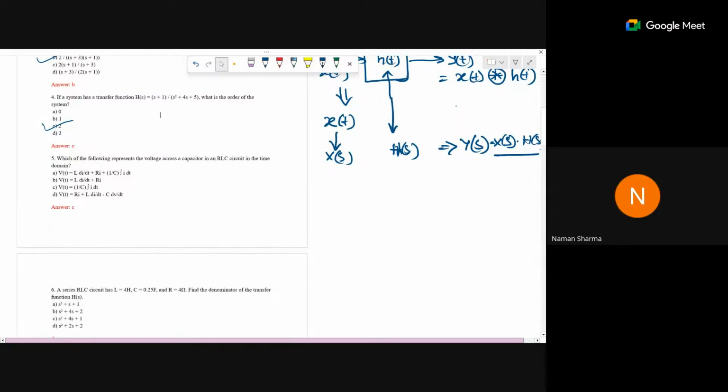Sir, I have one small doubt. In this fourth question, we are dividing a linear function by a quadratic function. So linear by quadratic will end up as 1 by linear, so the order would be 1. No, that is not the thing. The order is like, how many poles does a particular system have?